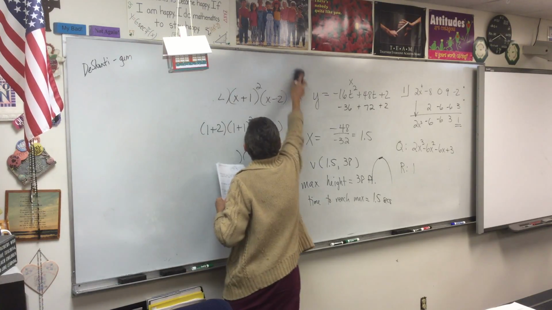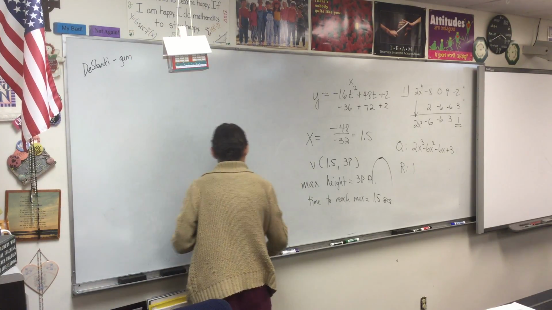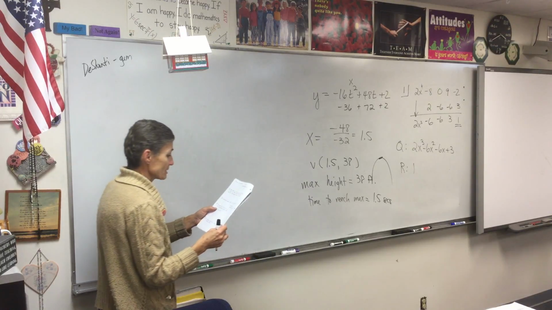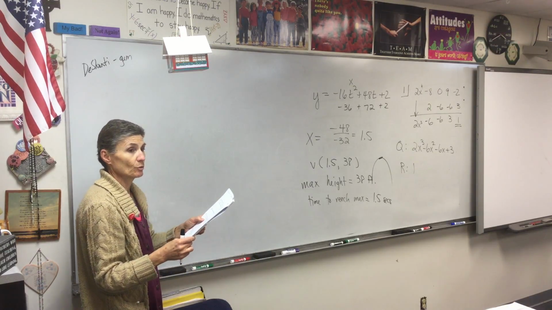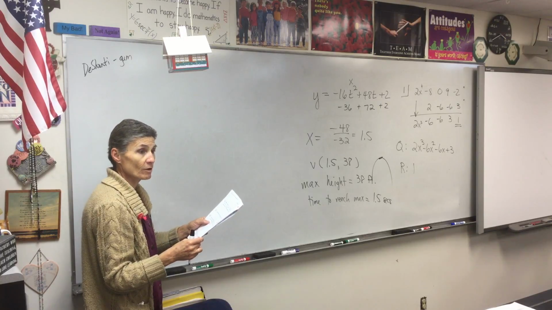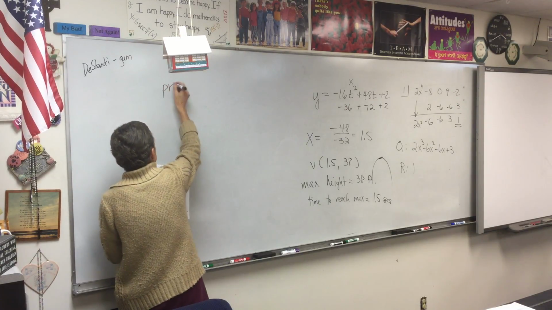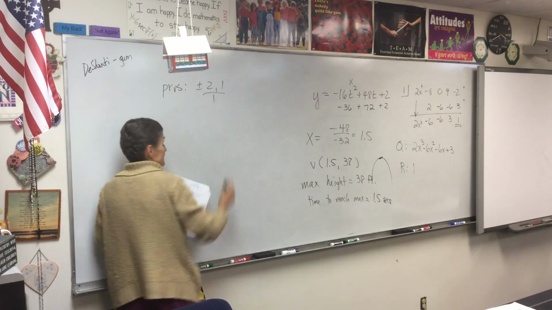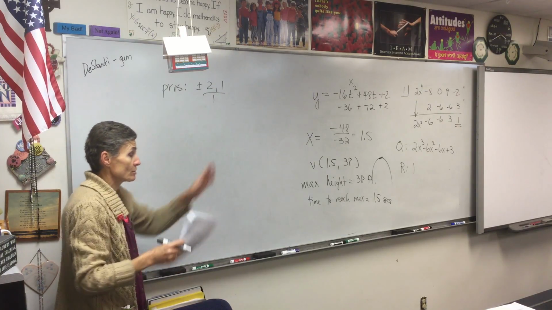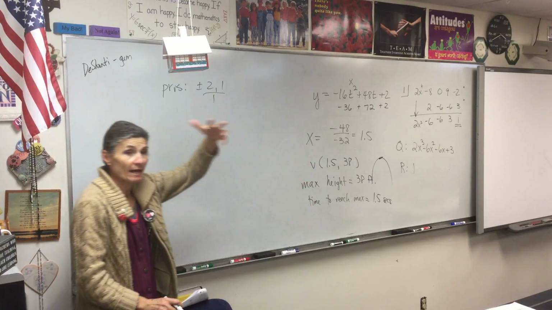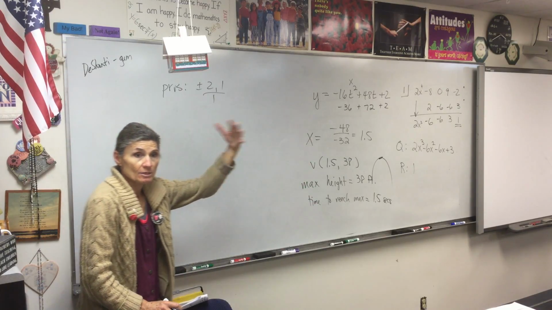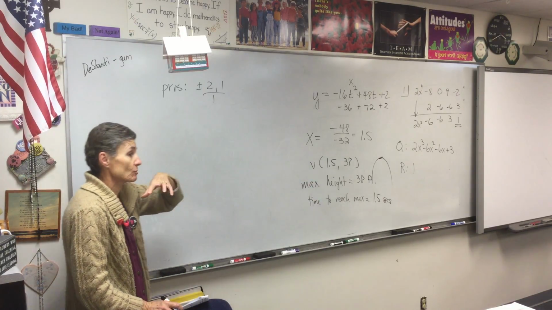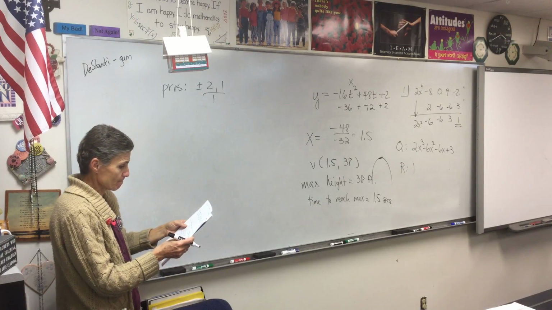Number 9. Consider this function, list the possible rational roots. Oh, there aren't very many. What are the PRRs for this problem? 1 and 2. That's it. Factors of last over factors of first. So factors of 2 over factors of 1. All right, that was easy.